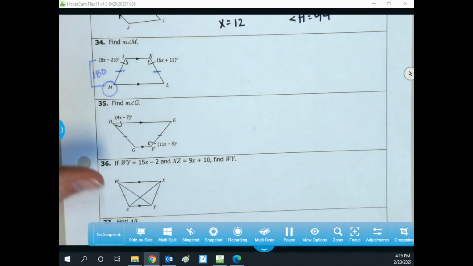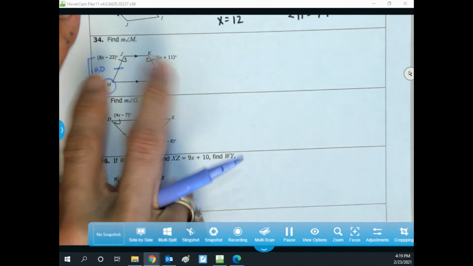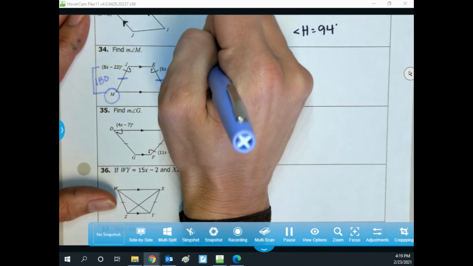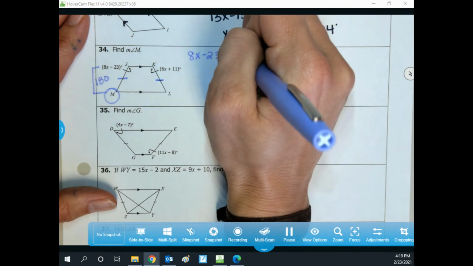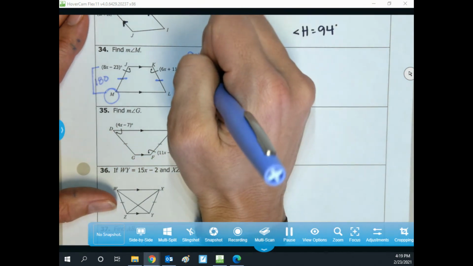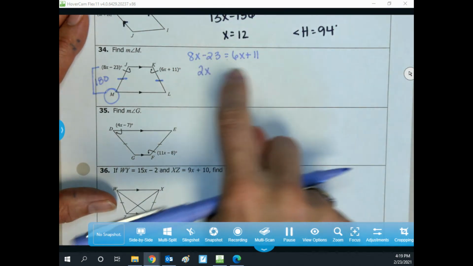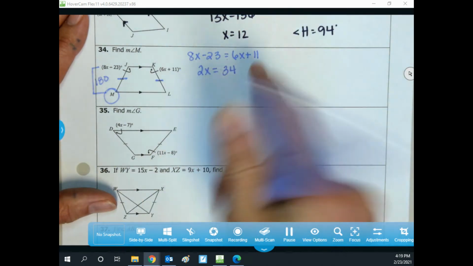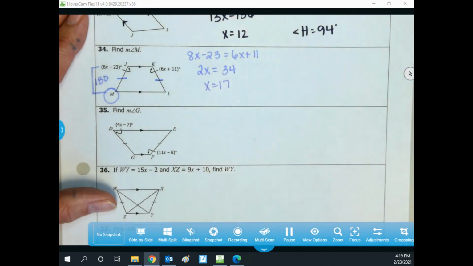In order to solve for angle M, we first have to know what x is, and we know that these two are equal to each other. So 8x minus 23 is equal to 6x plus 11. Subtract 6x from both sides and get 2x. Add 23 to both sides and get 34. Divide by 2, and x equals 17.